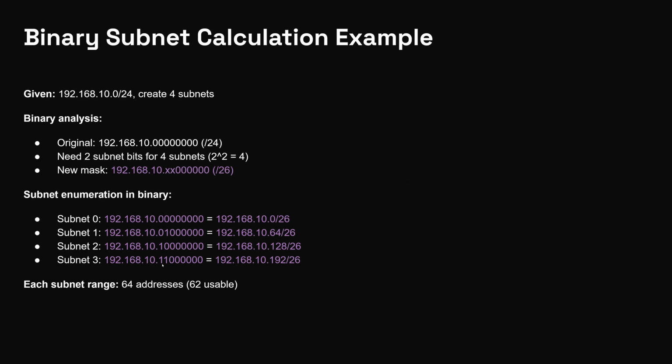And then the last one has both bits set to one. So that will be 128 plus 64, which gives us 192. And that's our last network, the last subnet that we created with the /26. And again, at the bottom it says 64 addresses if you count them, but it's actually 62 usable addresses for the hosts, because the first one is for the network ID and the last one is for the broadcast. We can move to the next slide.